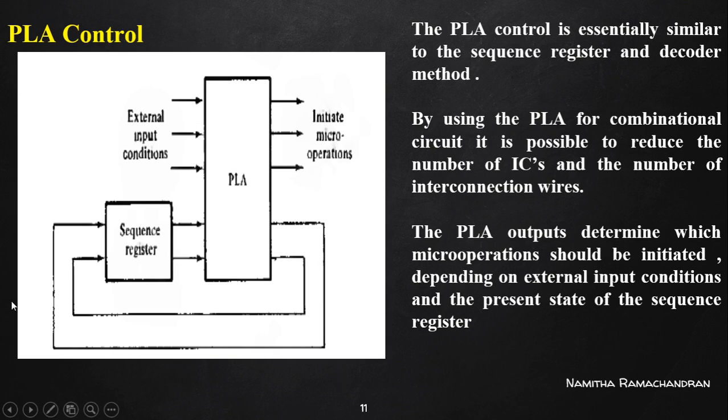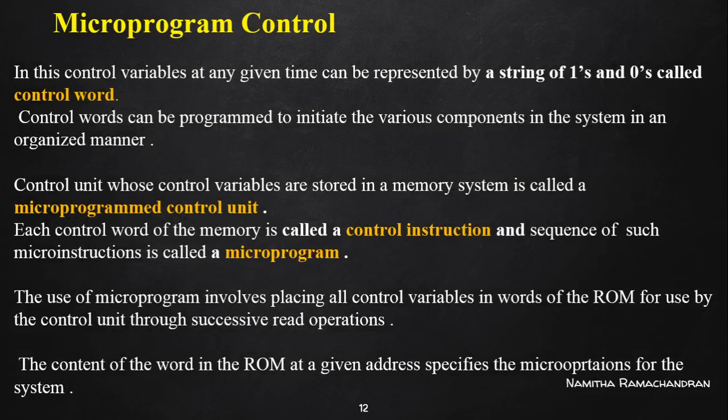the system's present state information is available from this sequence register. So the present state information from the sequence register and the external input conditions are used by the PLA in order to decide what condition state becomes active next. After activating a particular condition state, it can start the execution of different micro operations by the system. So this is about the PLA based control logic.